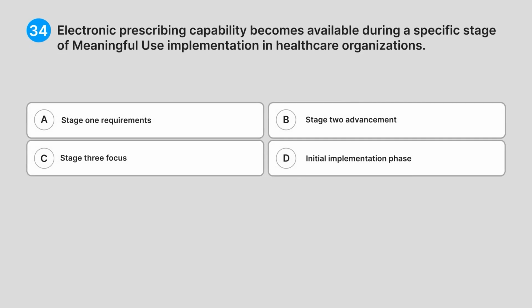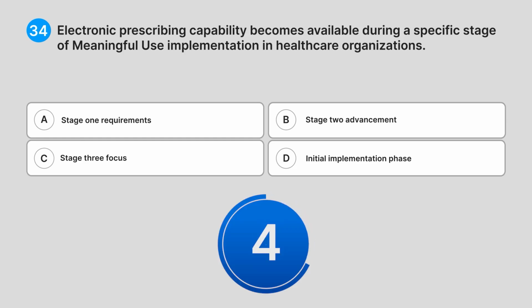34. Electronic prescribing capability becomes available during a specific stage of meaningful use implementation in healthcare organizations. A. Stage 1 requirements. B. Stage 2 advancement. C. Stage 3 focus. D. Initial implementation phase. Do you know the answer?